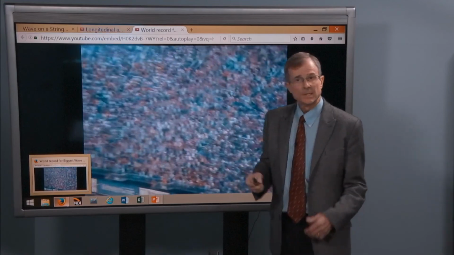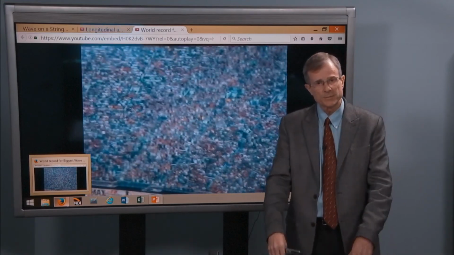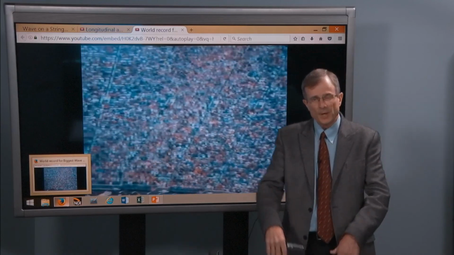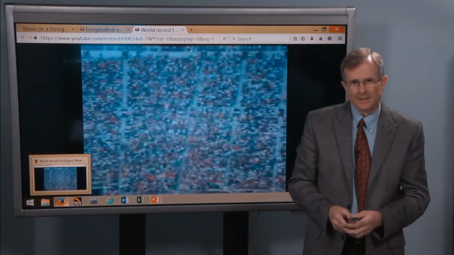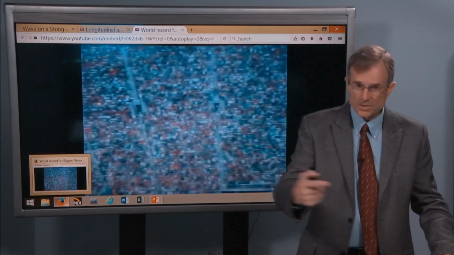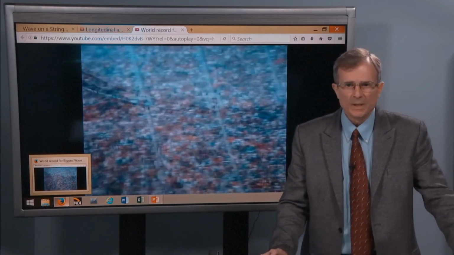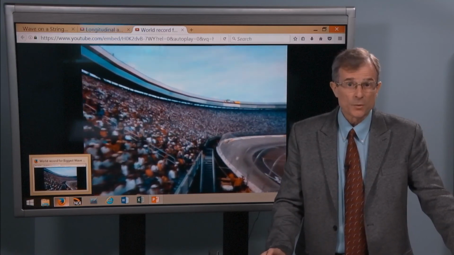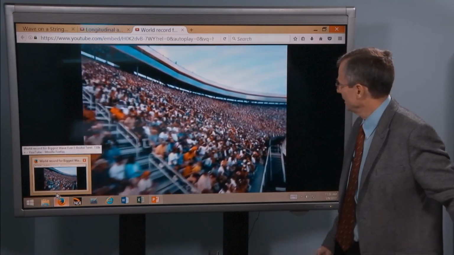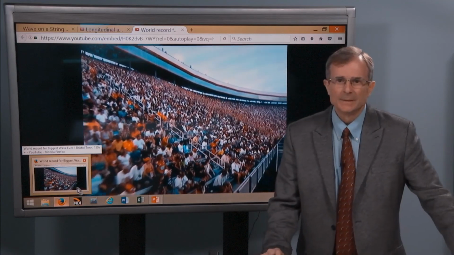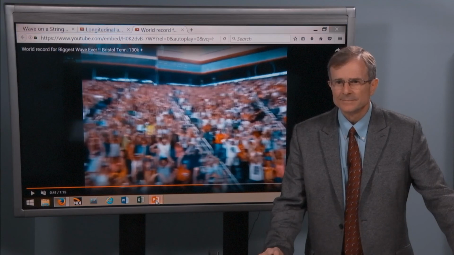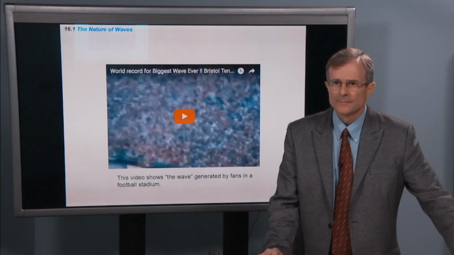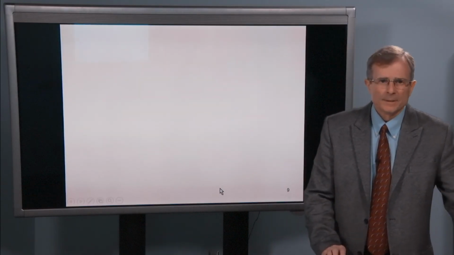What's the direction of the actual individual disturbance of the people moving? Well, they're moving up and down. The wave is propagating sideways, and so that's going to be a transverse wave. Kind of cute. There's a world record right there. And that's section 1 of chapter 16.